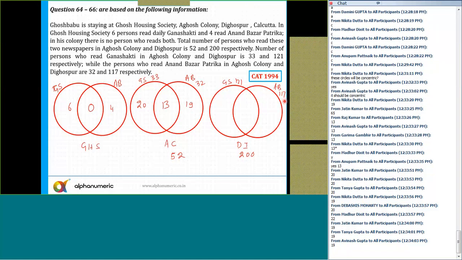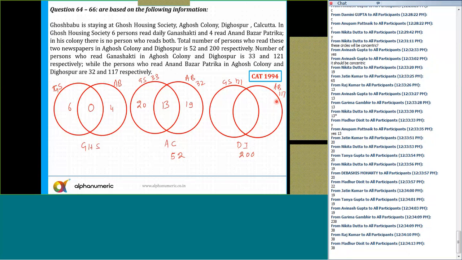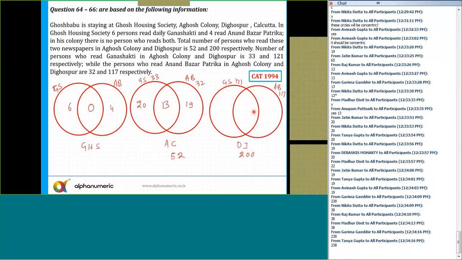Similarly, in the second case, the total is 200. This is 121 plus 117. 121 plus 117 comes out to be 238. The total is 200, so 38 should be common, isn't it? So I can say 38 is common here.